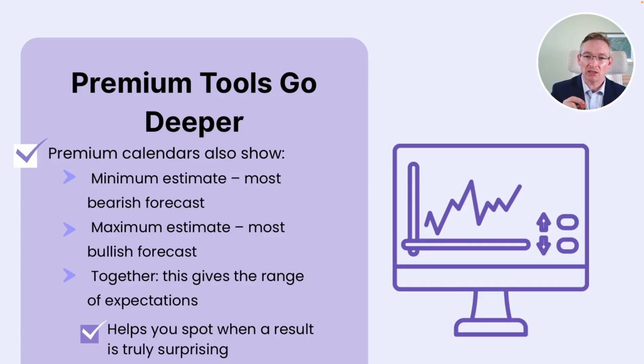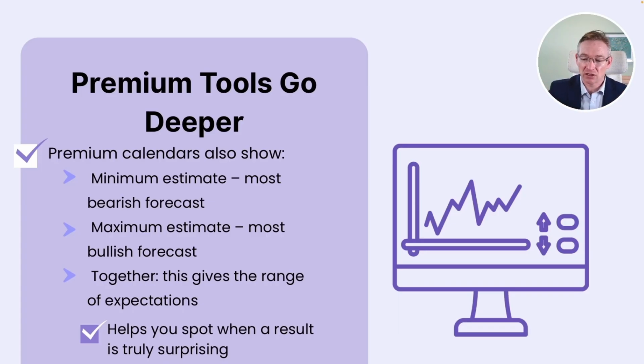Now, this range is crucial because it's all very well knowing that non-farm payroll might be 100,000 jobs expected to be added to the US economy, but how many analysts were thinking it would be 150,000, 160,000? How many analysts, if any, were thinking it was going to be 40,000 or 30,000? The range shows you where the high and where the low is. Do you see? So that helps you spot when a result is truly surprising, because if it falls outside of that range, look, it surprised everyone.